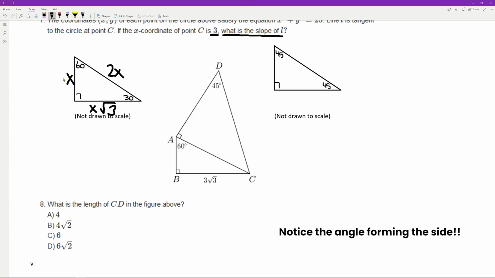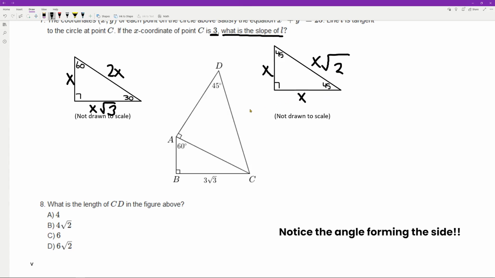So x is replaced with a value. In this case it is going to be 3 on the bottom, and everything else you can solve using this template. And for 45, 45, 90 triangles, you have x, x, and x rad 2.